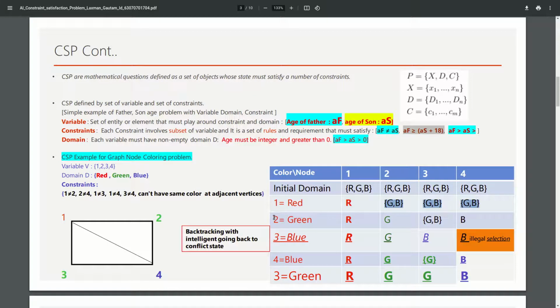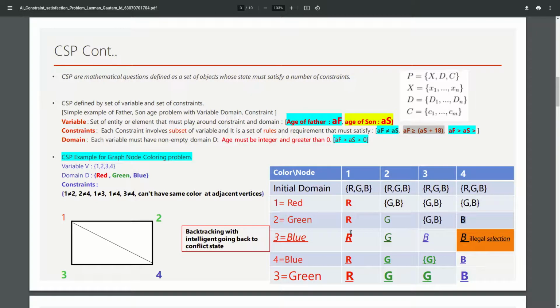In the second step, we select the green color for the second node. Going from left to right, we select the second node because all have two possible values. The moment we select green for the second node, only green and blue are possible for the third node, and blue for the fourth node.